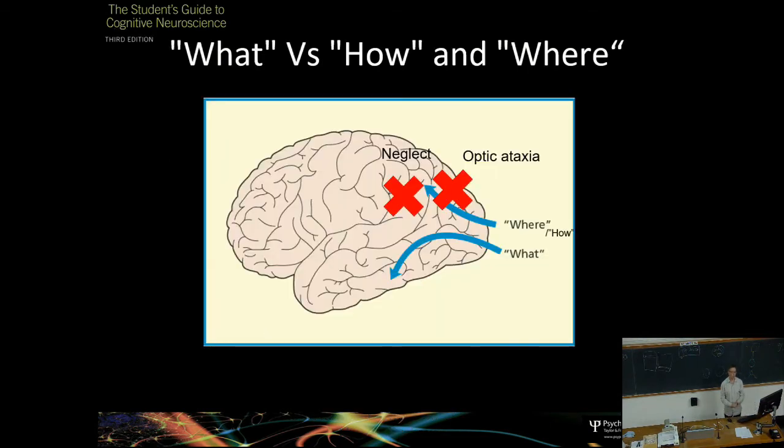The other symptom I'll talk about later on is neglect, where patients have problems in detecting stimuli on one side of space. It also means that they tend not to act towards stimuli on one side of space, but I'll talk about this separately. But I just flag it here so you know it's part of this family of disorders that happen if you damage this other visual route.